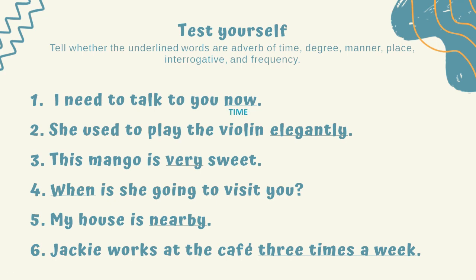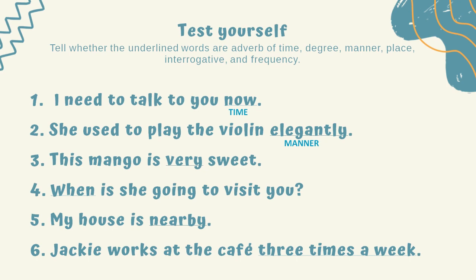Now let's move on to the second sentence. She used to play the violin elegantly. Our underlined word is elegantly. If you answered manner, then you are correct. This answers the question, how?